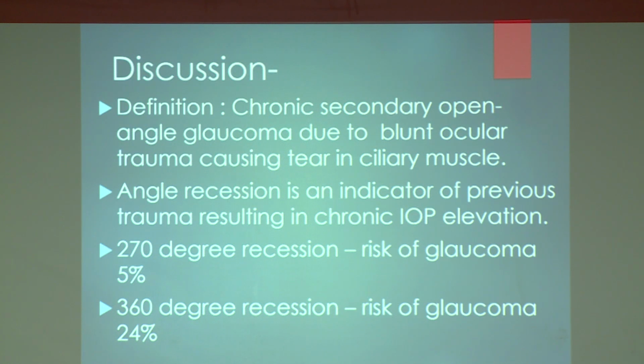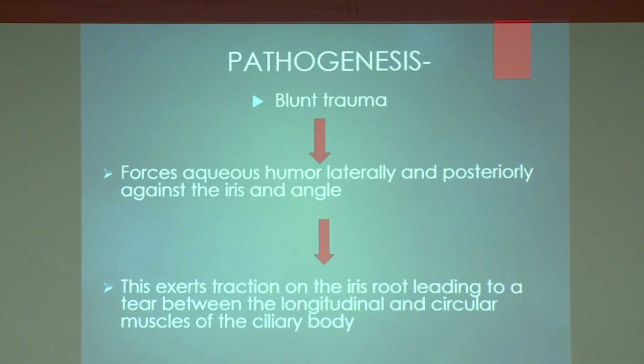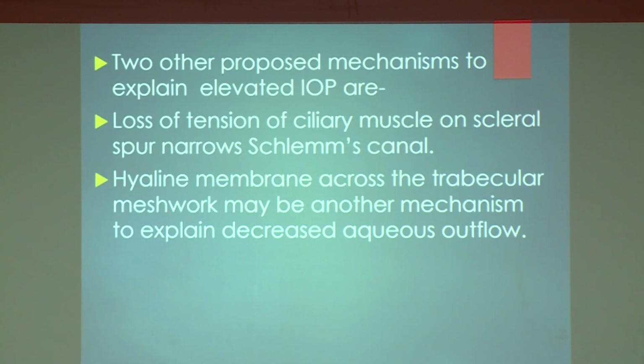Development of glaucoma in the fellow eye is seen in 50% of cases, whereas the angle recession develops into glaucomatous optic neuropathy. Pathogenesis includes blunt trauma, which forces the aqueous humor laterally and posteriorly against the iris and the angle. This exerts traction on the root, leading to a tear between the longitudinal and circular muscles of the ciliary body. Two other mechanisms have been proposed to explain the elevated IOP: loss of tension of the ciliary muscle on the scleral spur, which narrows Schlemm's canal. A hyaline membrane across the trabecular meshwork may be another mechanism to explain the decreased aqueous outflow.